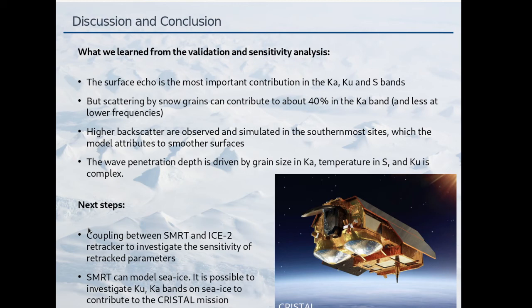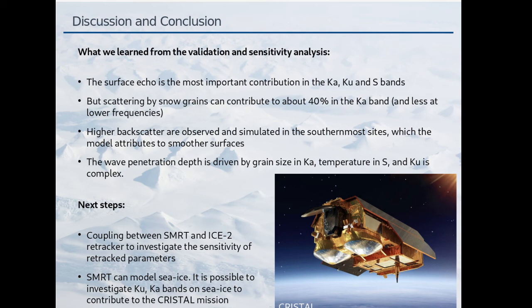And the main result we have learned is that the surface echo is always the most important contribution, whatever the frequency. But especially at Ka band, the snow grains, the volume, can contribute up to 40% of the signal. We have also observed higher backscatter when we are going from the coast to the South Pole, and we have been able to explain this evolution with the surface roughness. So the model attributes this to a smoother surface.